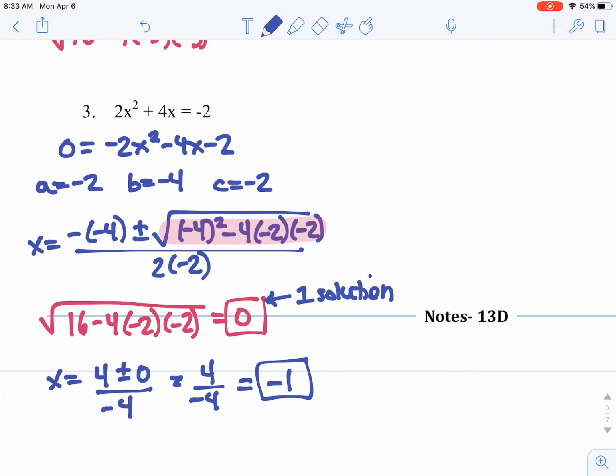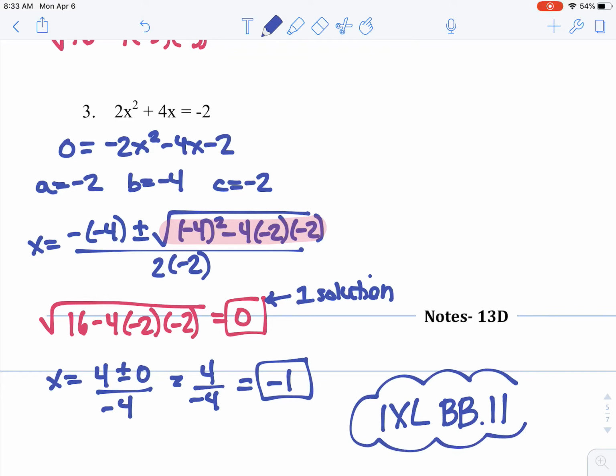All right, so your homework for today is going to be IXL. Make sure I say the right IXL number, and it is going to be IXL BB11, which is all on the quadratic formula.